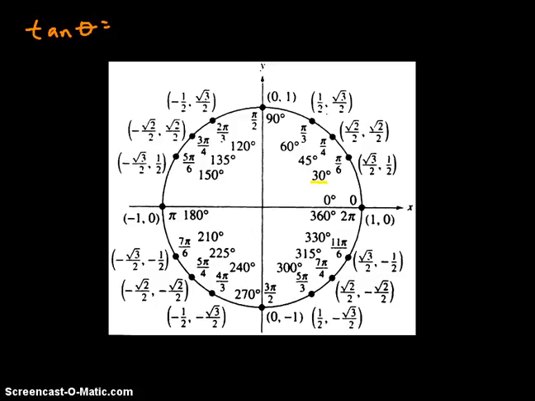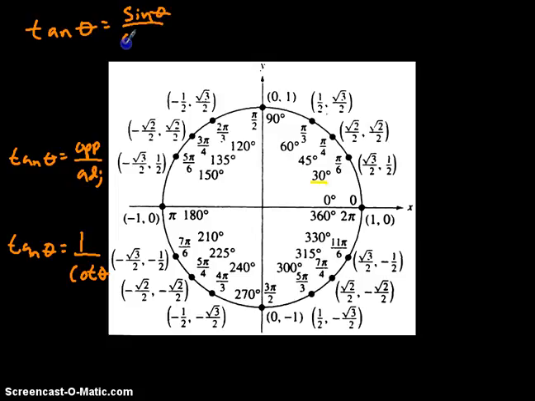So we have lots of things that we know tan is equal to. For example, we know tan is equal to opposite over adjacent. That doesn't help us much here because we don't have a triangle. We also know that tan is equal to 1 over cotan. That'd be one of the reciprocal identities. That doesn't help us much because you don't have cotan either. So another thing that tan is actually equal to is sine of that angle divided by cosine of that angle.